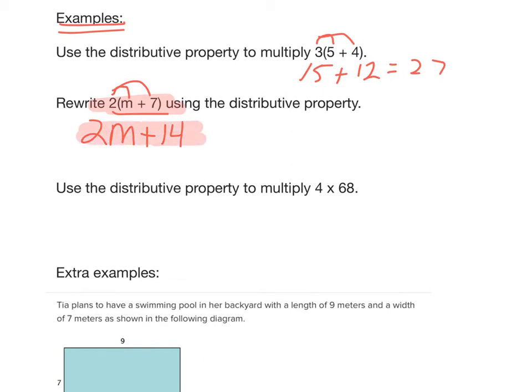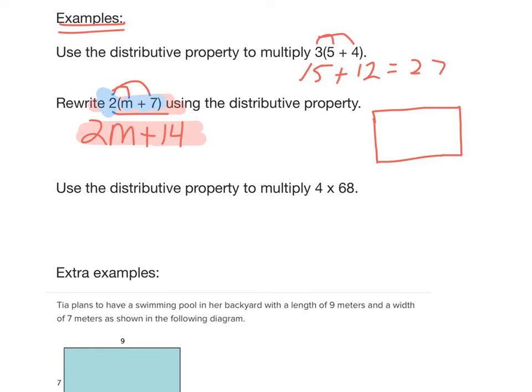I could show this using an area model, which I'm going to do in a little bit. I guess I've got nothing better to do, so I'm going to show you right now also. So 2 times m plus 7. Anytime we're multiplying, we can use the area model because finding the area uses multiplication. So the two things that I'm multiplying are the 2 and the m plus 7. I'm doing 2 times m plus 7.